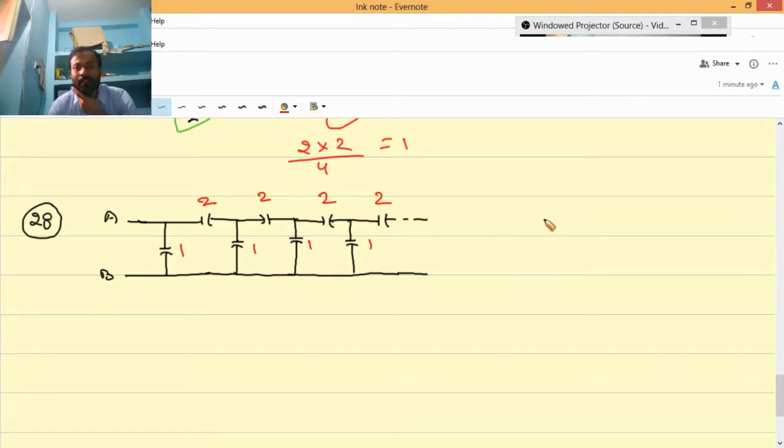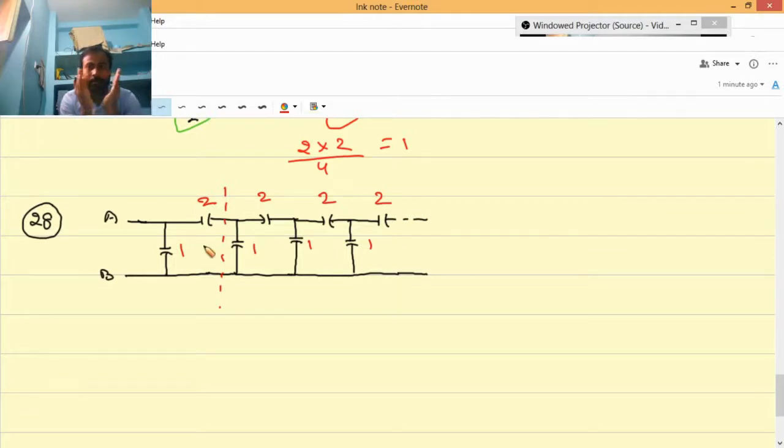This is an infinite ladder, so it ends at infinity, but we have to just see what the pattern of this ladder is. Once we decide the pattern, this problem is very easy. To decide the equivalent capacitance between points A and B, after moving towards the right, what we see is 1 and 2 microfarad capacitors. After that again 1 and 2, again 1 and 2. So the pattern is just 1 and 2, 1 and 2, and this is the pattern.